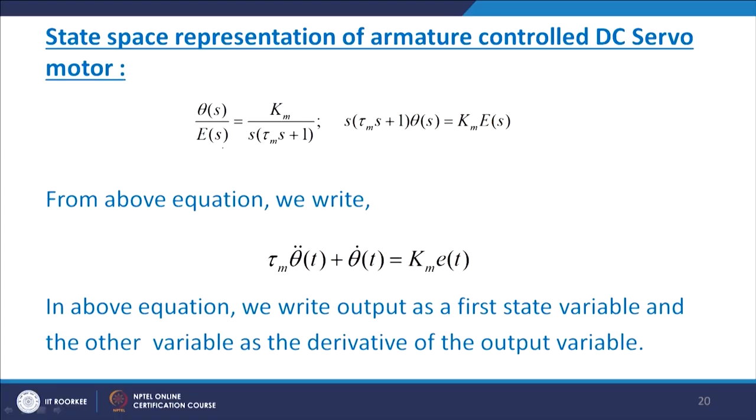In the state space model, we have seen that based on the system, we have to assume the state variables. So now the state space representation of an armature control DC servo motor, the same system we determined earlier. We have to determine its state space model. We have theta(s) by A(s) equals KM by s(tau M s plus 1). Now we do cross multiplication. After solving this, we get tau M theta double dot(t) plus theta dot(t) equals KM into a(t). In the above equation, we write the output as the first state variable and the other variables as derivatives of the output variable.